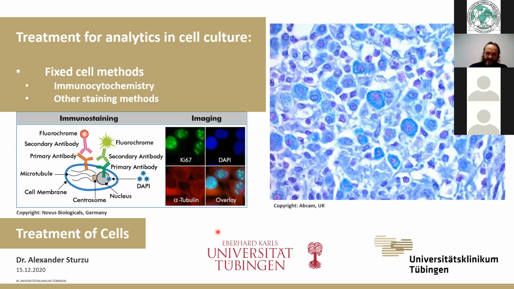And then here on the right, we have an example of the classic hematoxylin eosin staining, the HE staining, which is done in blood analysis as a standard. And have here the big granulocytes. So these are examples for fixed cells. Then we come to the live cells.